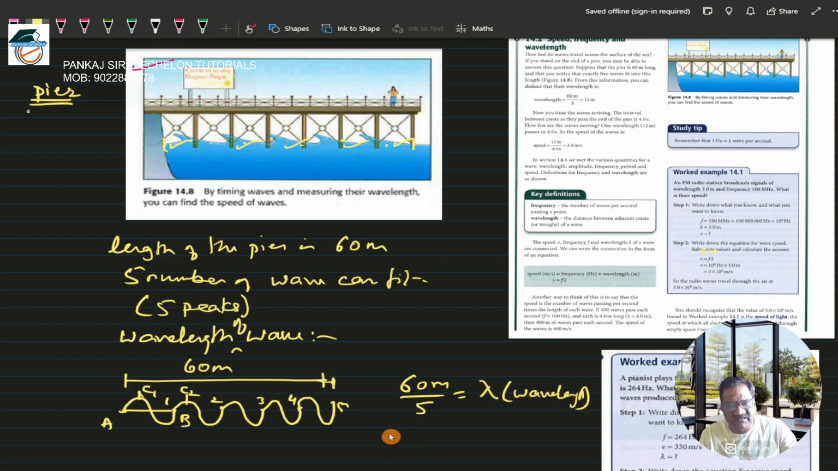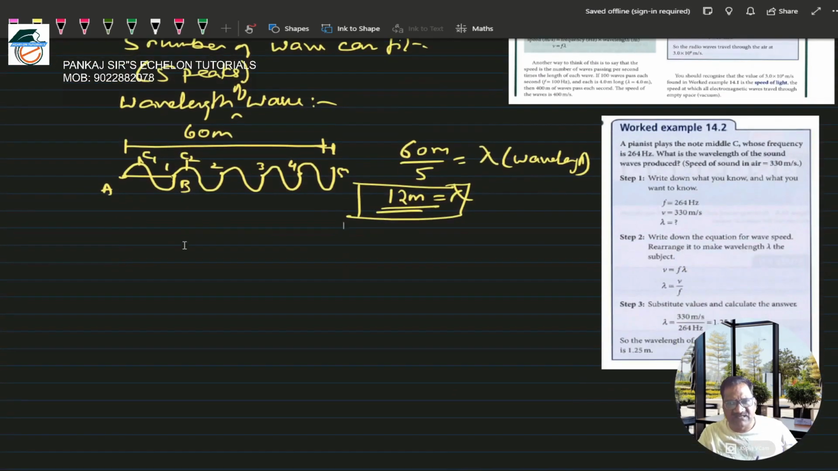So 60 divided by 5 happens to be 12 meter. So your lambda is nothing but 12 meter. Okay, so the wavelength of this particular wave is 12 meter. Is that clear? Now let us see what next he has asked you to find out.